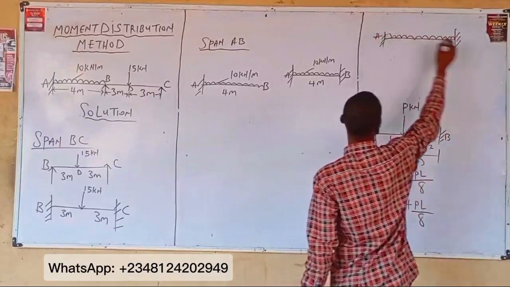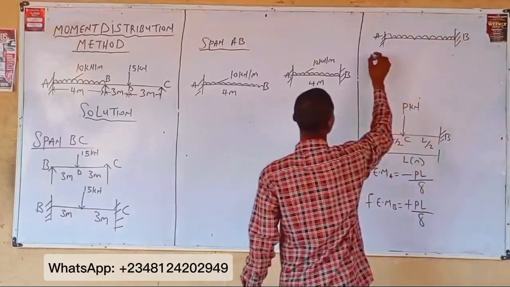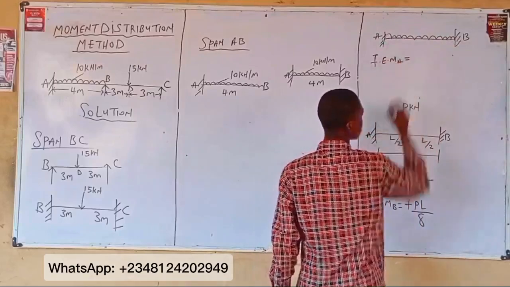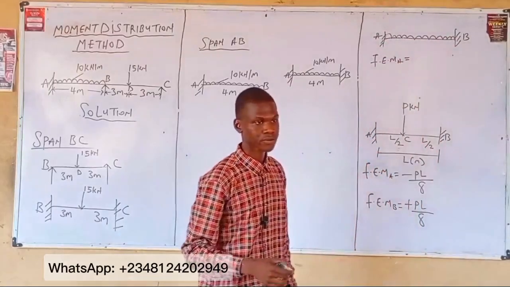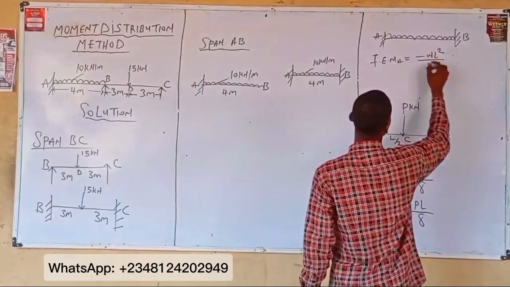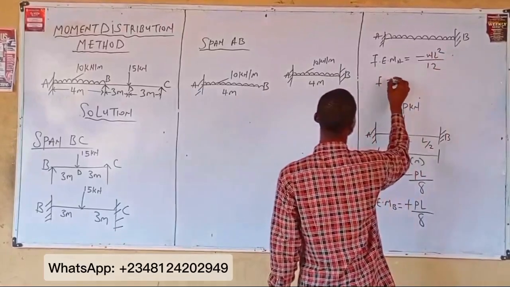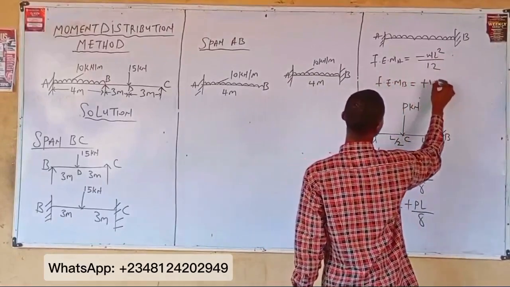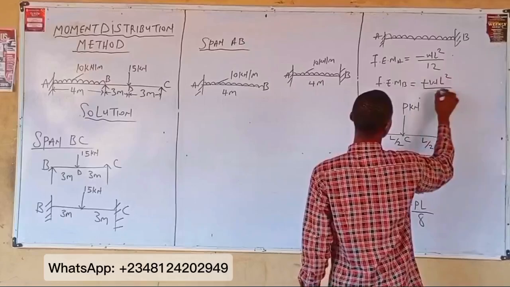This is A, this is B. Tell me the fixed end moment of A. What's the formula? Minus WL square over 12. The fixed end moment at point B is what? Positive WL square over 12.